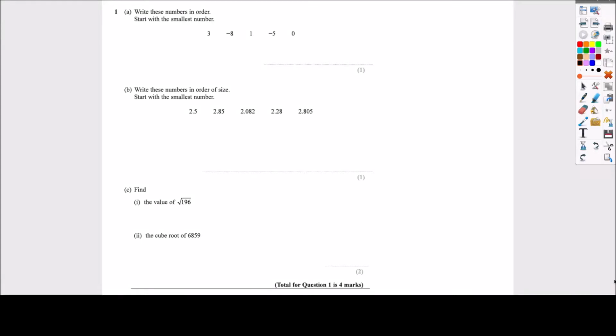Question 1, start with the smallest number, write these in order. Okay, so minus 8 is the smallest number, it's the biggest minus, then minus 5, then 0, then 1, then 3. Okay, if you're not sure about these, just picture a number line.